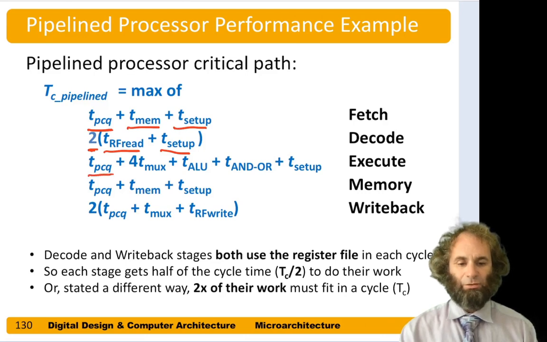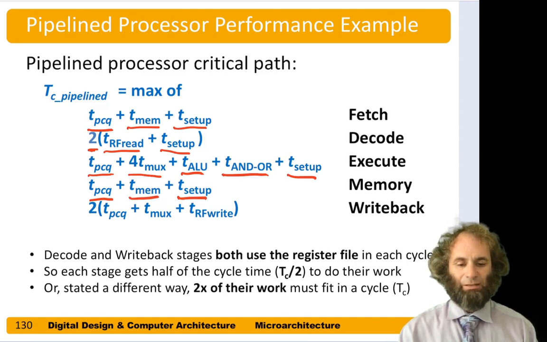For execute, we need to come out of the first register, through a total of 4 muxes if we look carefully in the decode stage. There's the ALU, then there's time for the AND/OR gate to do the branch logic, and then we have to set up at the flip-flop to update the program counter. In the memory stage, we have a propagation delay out of the register, time to load from the data memory, and set up at the next register.